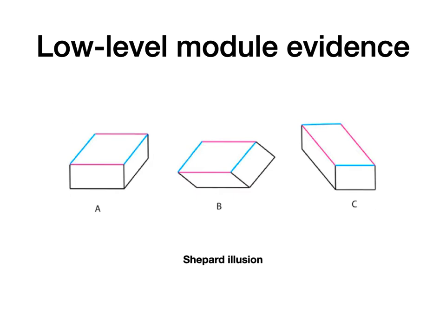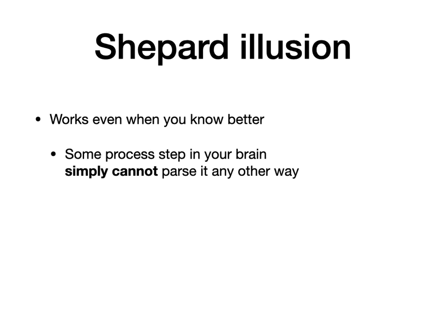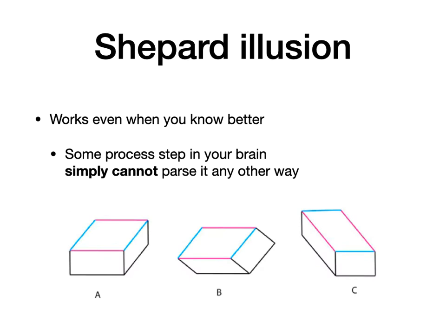It's painful to think that the length of the one on the right is the same as the width of the one on the left. That's crazy. This is a specific breakdown of one of your low-level modules. The Shepherd illusion works even when you know better. It's some process in your brain that simply cannot parse the information available in a different way.